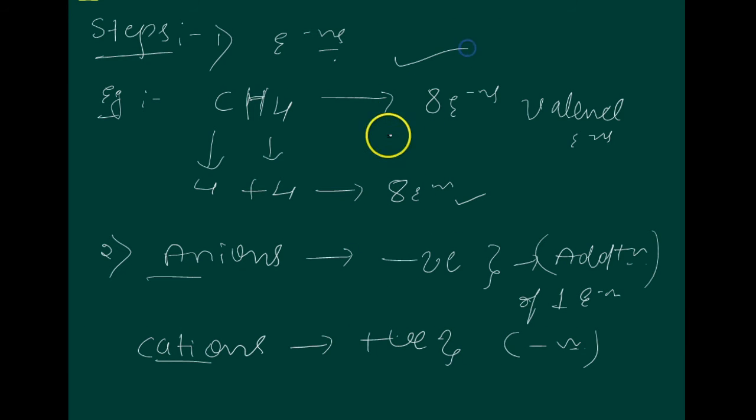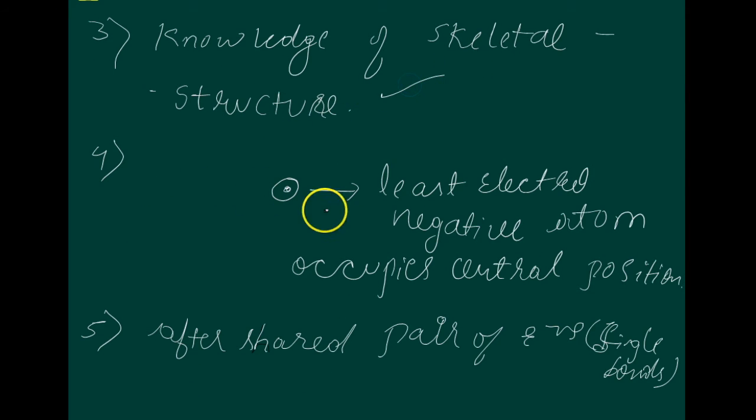First, we have to find the number of valence electrons. For an anion, negative means addition of one electron; for a cation, positive means subtraction of one electron. We should have the knowledge of the skeletal structure, with the least electronegative atom in the central position. After the shared pair of electrons forms a single covalent bond, if any electrons are remaining, they are used for multiple bonding.